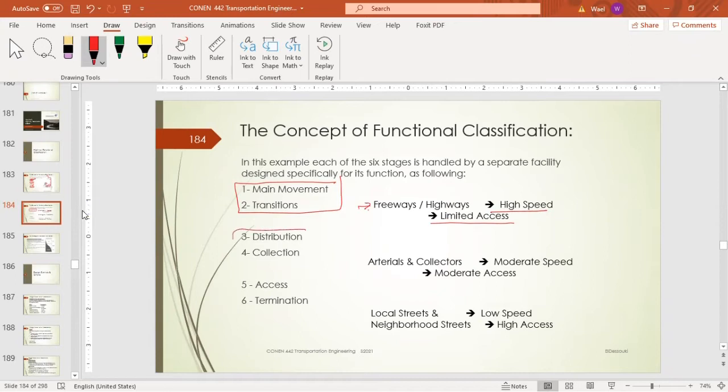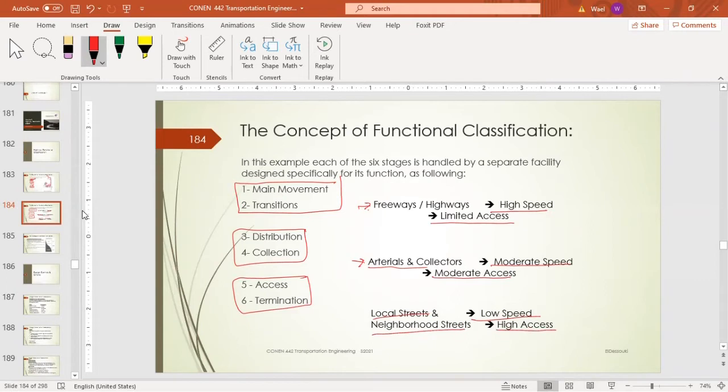Then there is the distribution and collection. For example, we can take an example here in Khobar, the Khalid ibn Walid. Okay, it has a moderate speed. It's not as high speed as King Fahd. It has a moderate accessibility. Okay, so that's arterials and collectors. When we go to access and termination, you will find that it's local streets primarily, and it must be low speed. It's neighborhood streets, and it has a high accessibility.